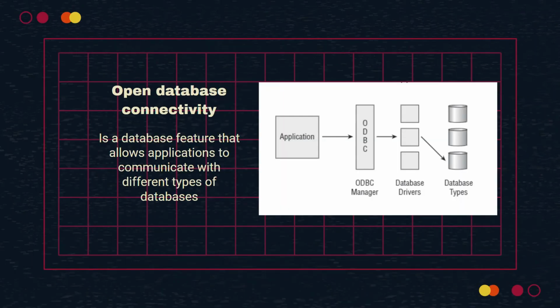Open database connectivity. So ODBC is a database feature that allows applications to communicate with different types of database. Now there are a lot of organizations that have multiple data drivers, and it is a really good security practice to have a manager between all those data drivers, so that you don't have to interact with all the data drivers.